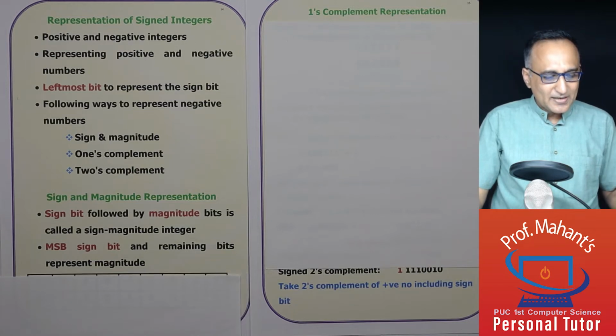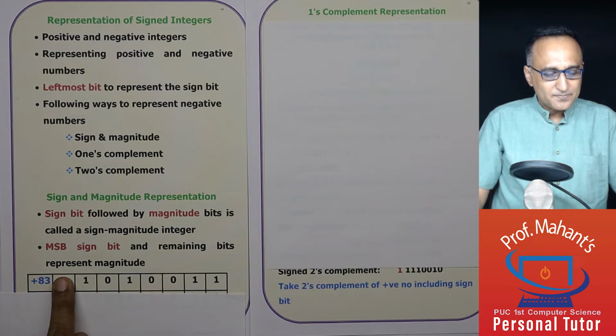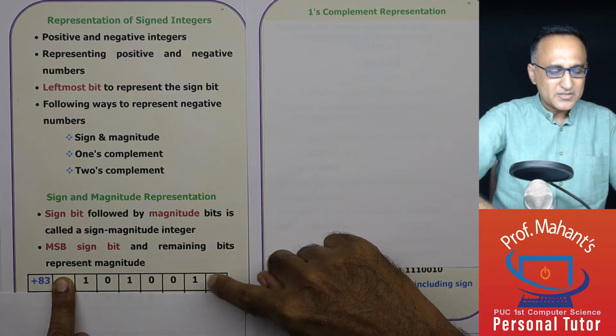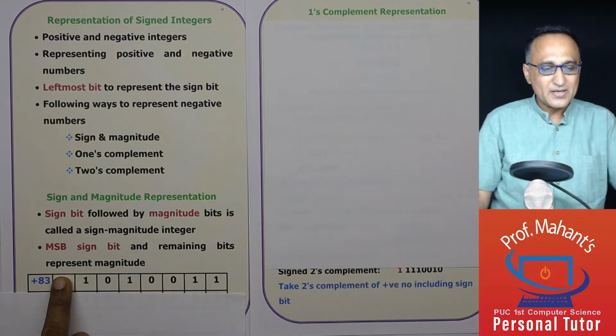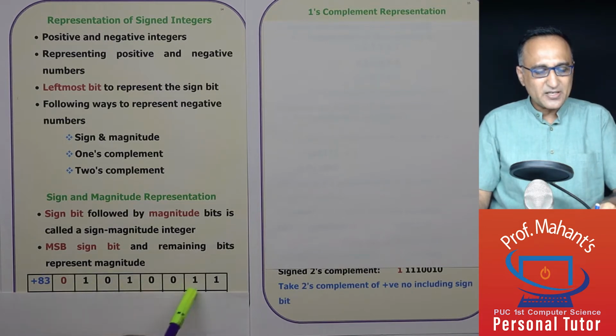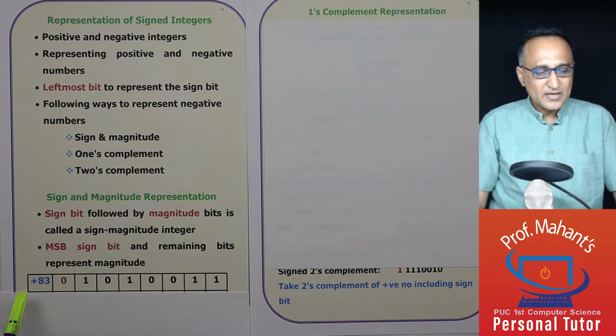Let's take a look at a number like 83. 83 in binary is this particular value. Since it is plus 83, I am using the leftmost bit and indicating it as 0 to indicate that this is plus 83. Out of the 8 bits, I am using 7 bits to represent the size or magnitude of the value. 83 is the value, size or magnitude. If it is plus, I am representing 0 here.